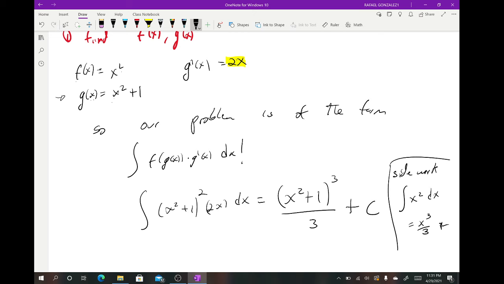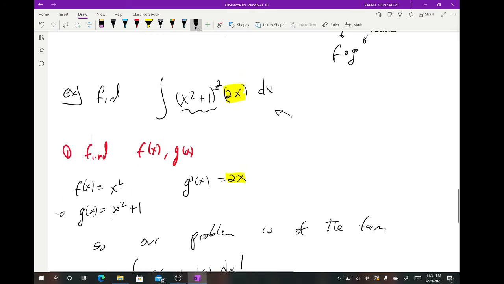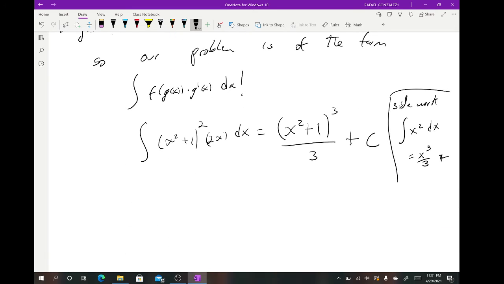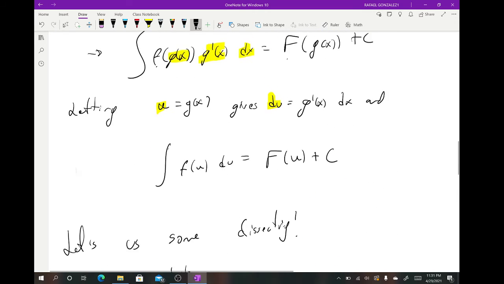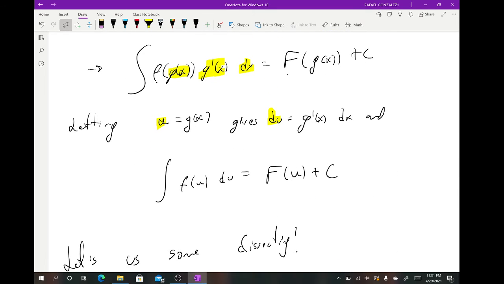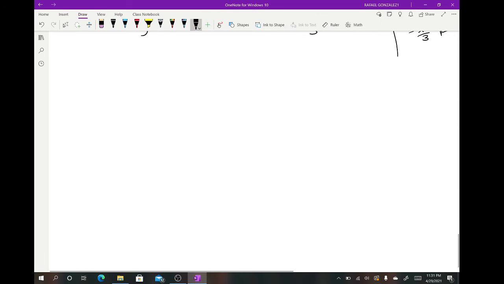So I found out that the antiderivative for this problem is equal to (x squared plus 1) cubed divided by 3 by using the pattern recognition method. Okay. Let's do another one.